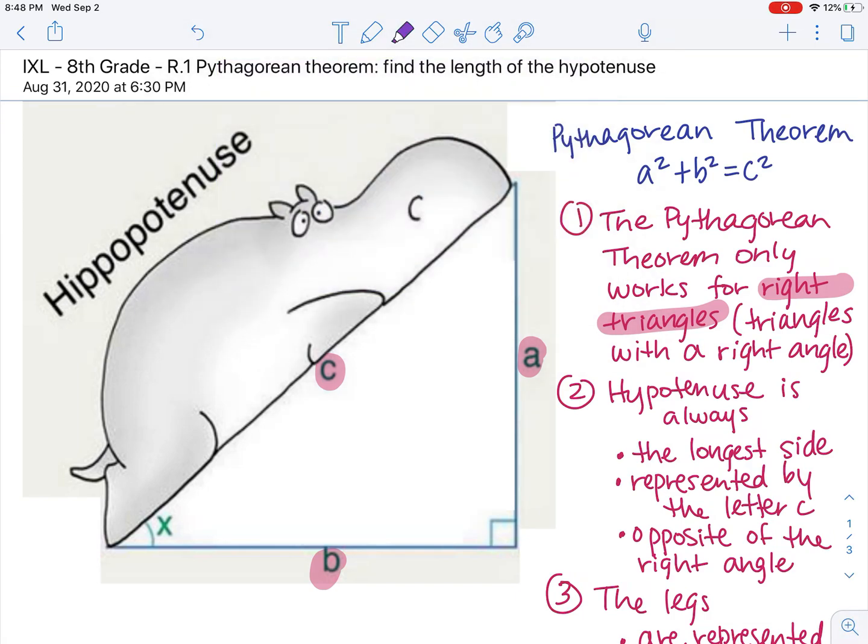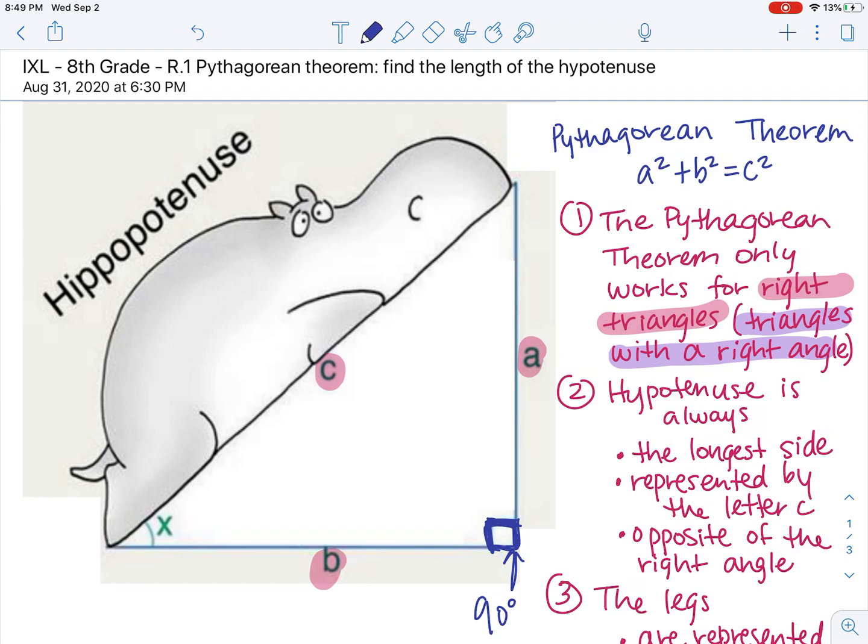If you are needing a reminder on what a right triangle is, triangles are right triangles when they have a right angle. So for this triangle, the right angle is right here. This little corner that makes a box shows you that this angle of the triangle is 90 degrees. So this is a right triangle. The Pythagorean theorem only works for right triangles.